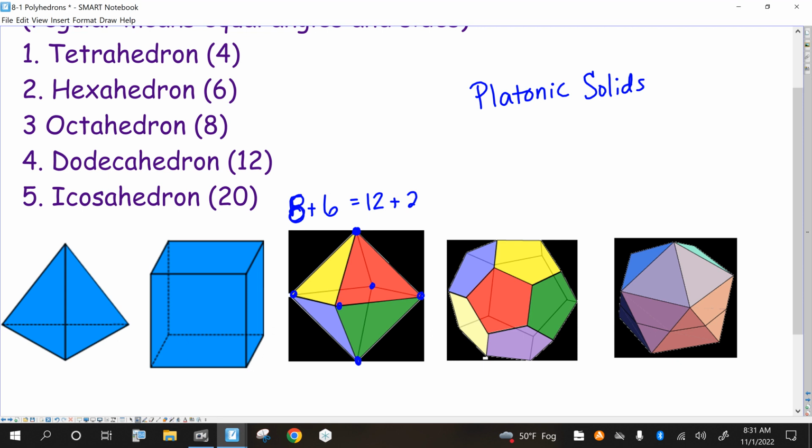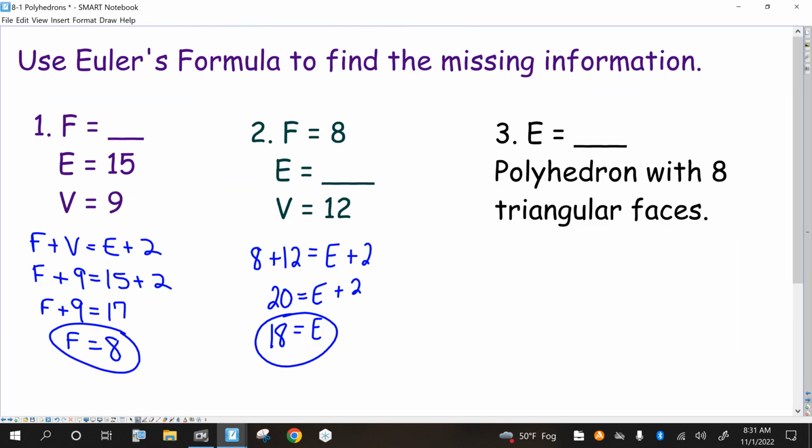So sometimes you have to visualize it. What would it look like based on that description? And then you could figure out, okay, well, we must have 12 edges to connect 8 triangular faces together.